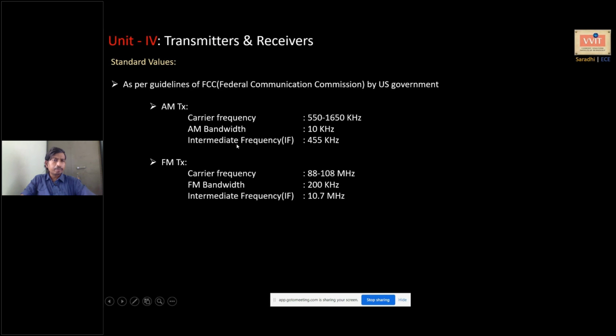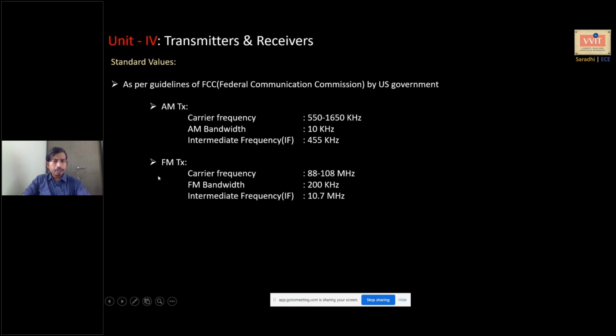Those standard values are according to FCC. The carrier frequencies used in case of AM transmitters are 550 kHz to 1650 kHz, and bandwidth is 10 kilohertz. Message bandwidth, AM signal bandwidth is 10 kilohertz. And the intermediate frequency, you just remember this term, intermediate frequency 455 kilohertz. You will understand it later.